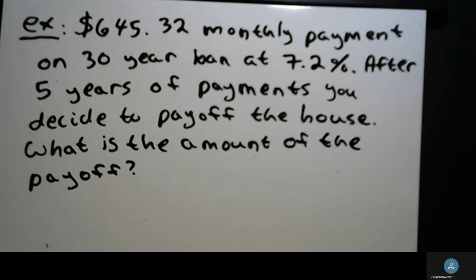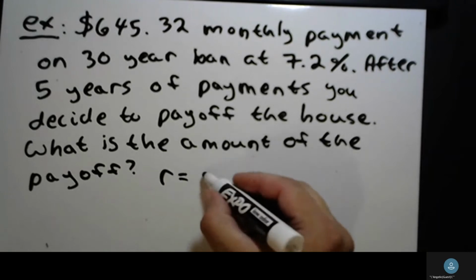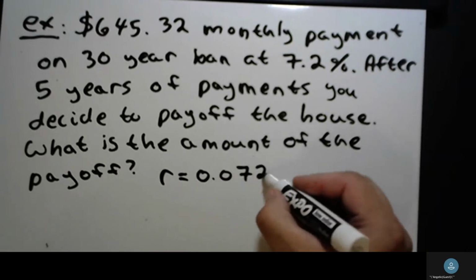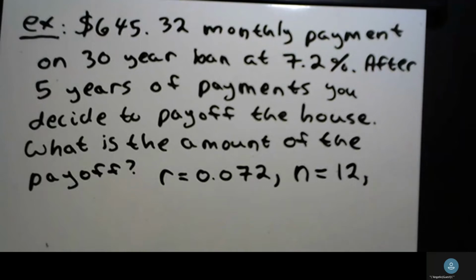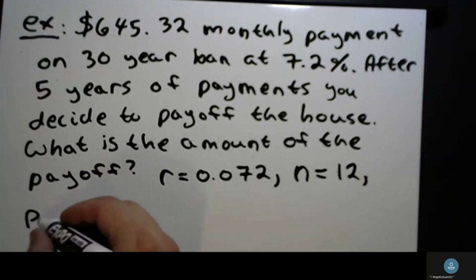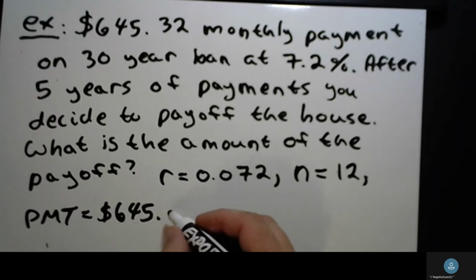So we've been paying off this house for 5 years, and you decide, you know what, I don't want to spend 25 years paying off my house, and you say, okay, fine, I want to pay it off right now. So we want to figure out, what is that payoff amount going to be? So we've got our R, 0.072. This is monthly, so that means N is 12. The monthly payment is $645.32.